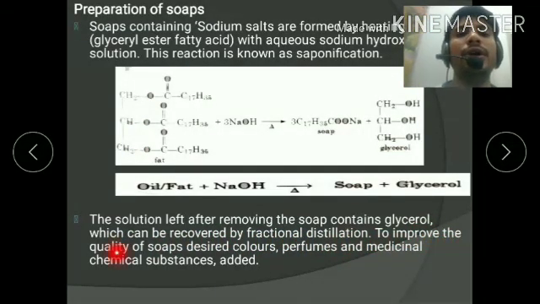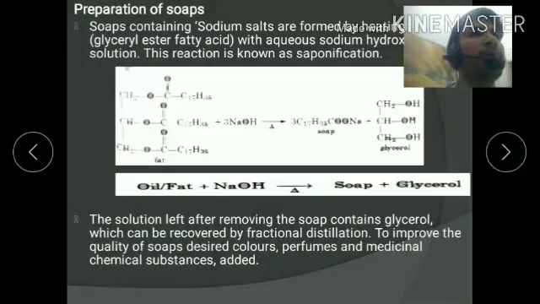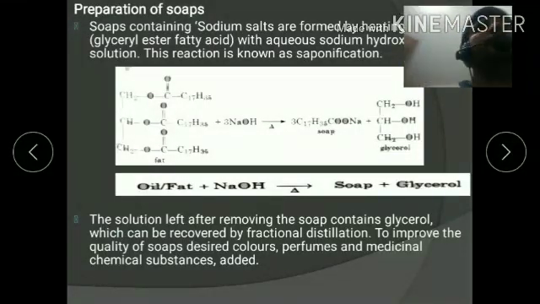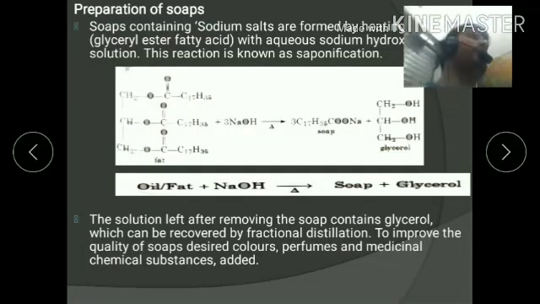To improve the quality of the soap, desired color, perfumes, medicinal and chemical substances can be added. Okay, you can improve the quality of the soap. You can add any kind of flavor, any kind of odor substance that produces the aroma. So we can use any kind of chemical substance to increase the performance of the soap.